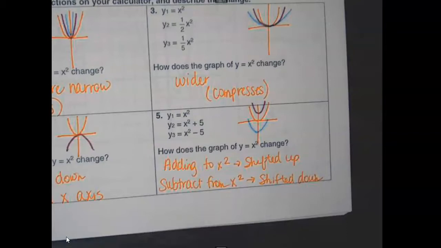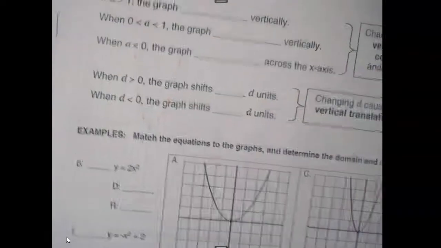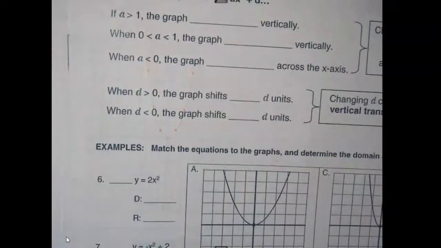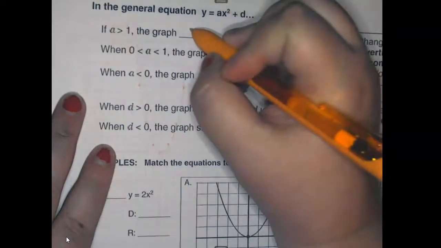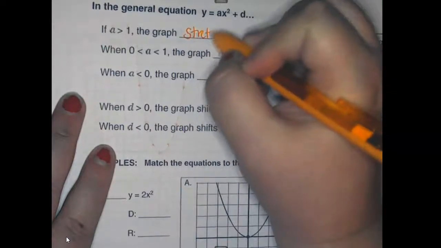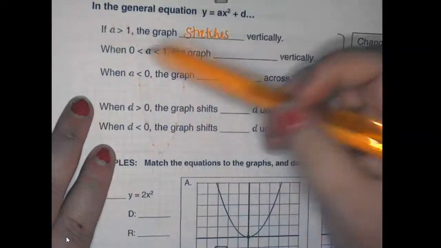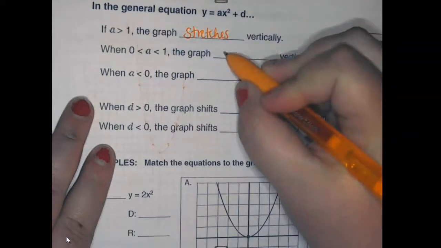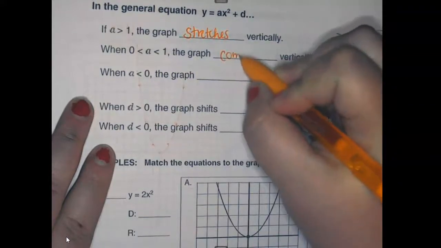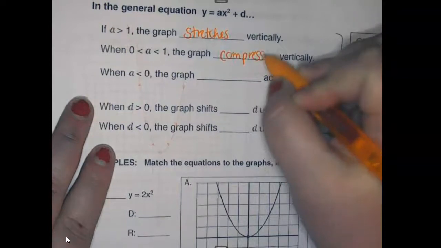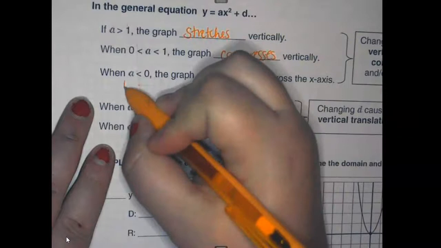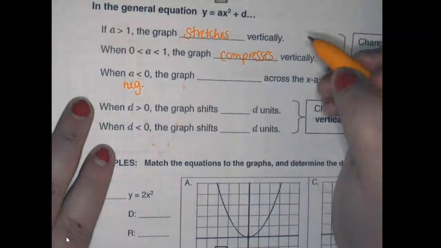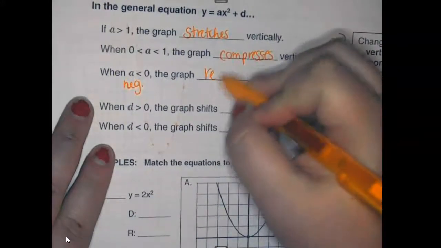So if you go to the next page, it kind of puts it into one little thing. So when I'm looking at my a, that lead coefficient, if a is greater than 1, it's going to stretch. The graph stretches. And when it's between 0 and 1, it's going to compress. Compresses vertically. And when a is negative, it's going to reflect.